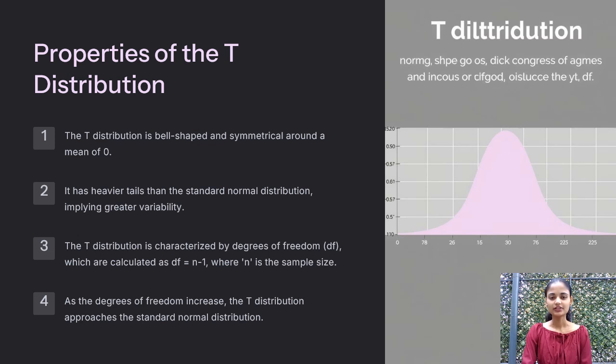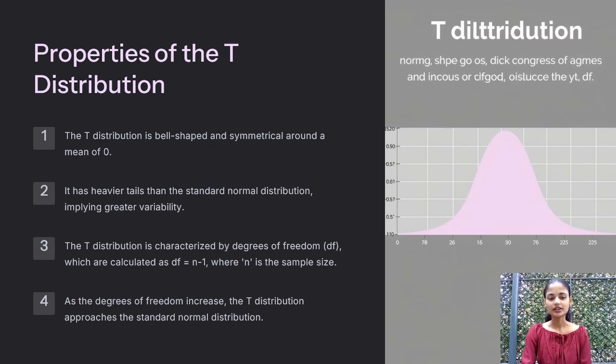Properties of the t distribution. There are four. First one, the T distribution is bell-shaped and symmetrical around a mean of 0. Second, it has heavier tails than the standard normal distribution, implying greater variability.